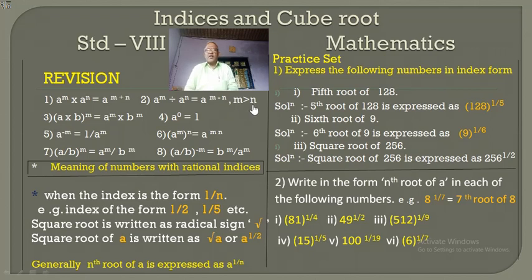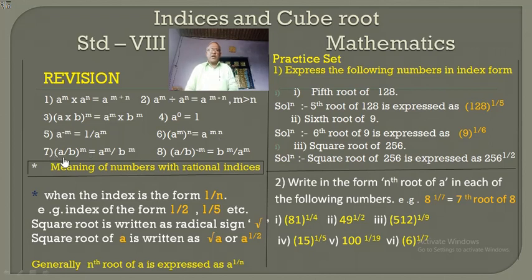Here m is greater than n. Third, (a into b) raised to m is equal to a raised to m into b raised to m. Fourth, a raised to 0 is equal to 1. Fifth, a raised to minus m is equal to 1 upon a raised to m. Sixth, (a raised to m) raised to n is equal to a raised to m into n.